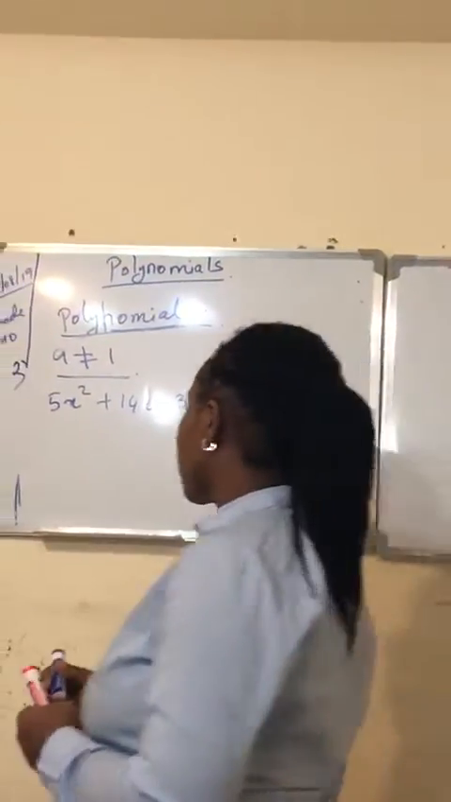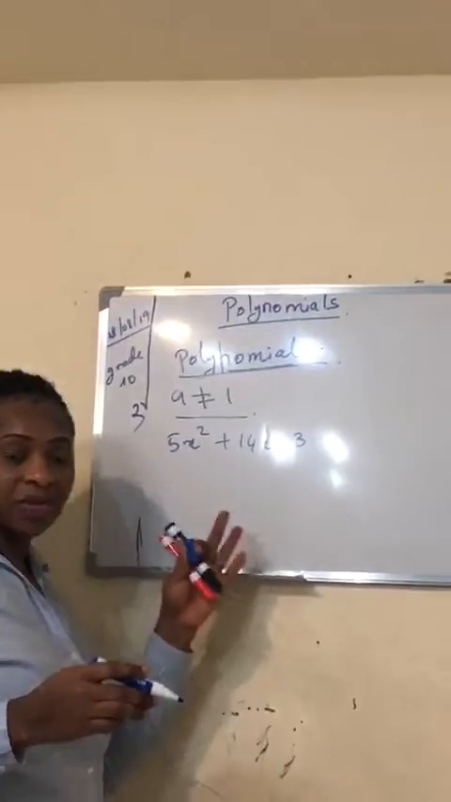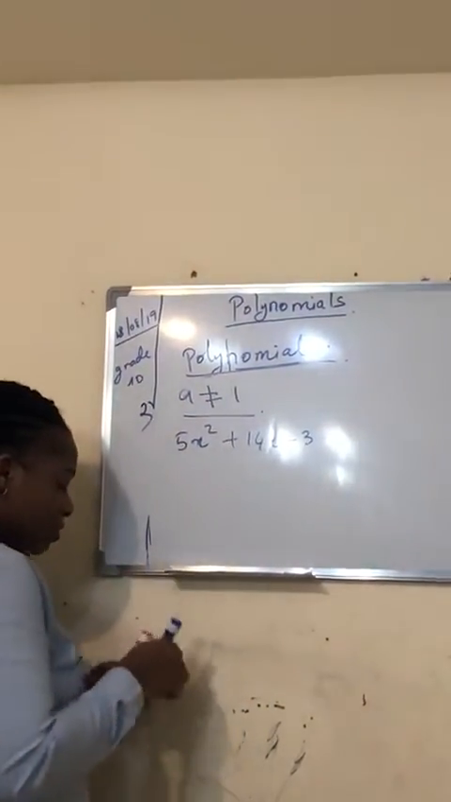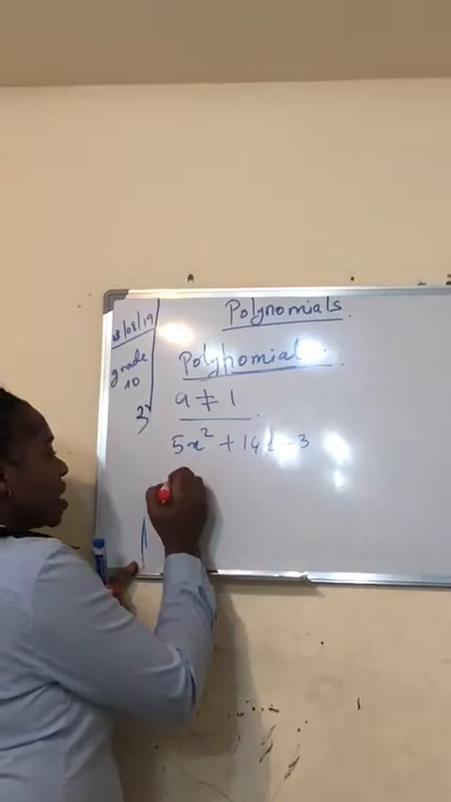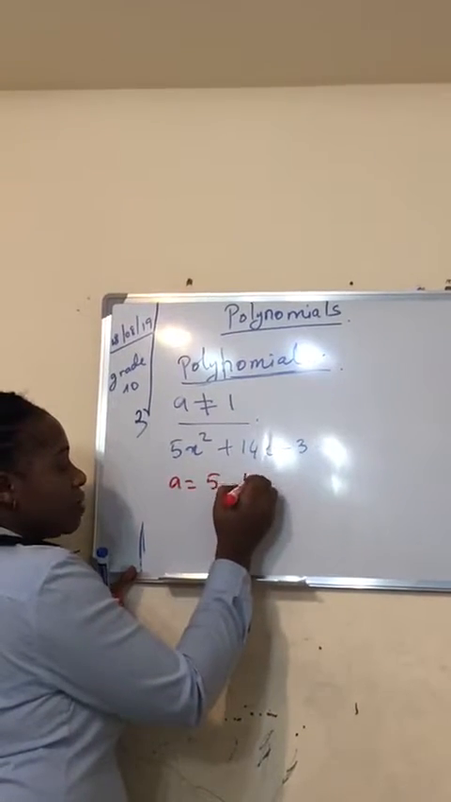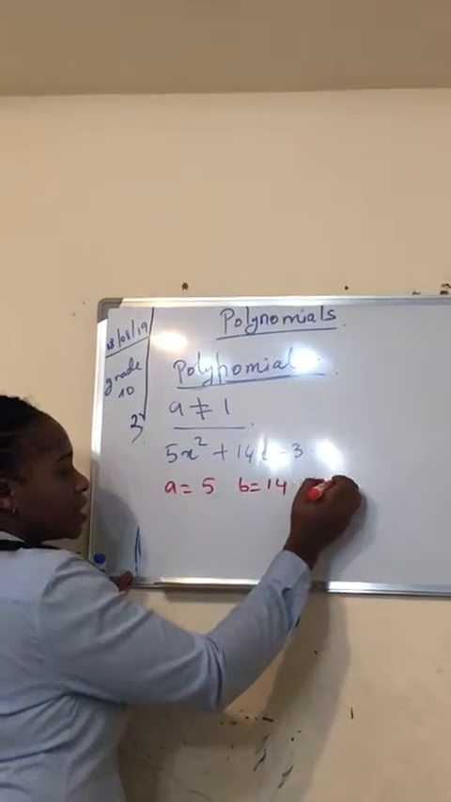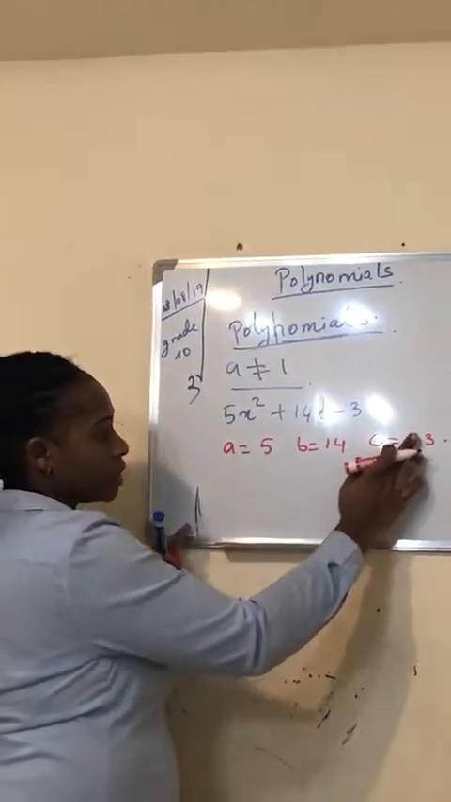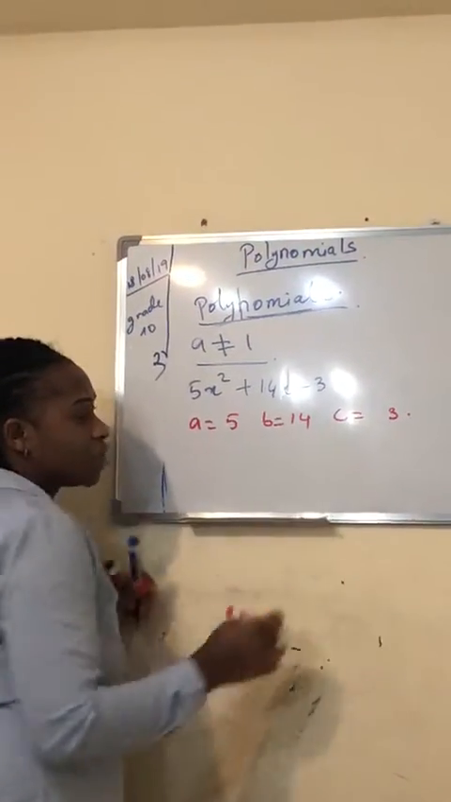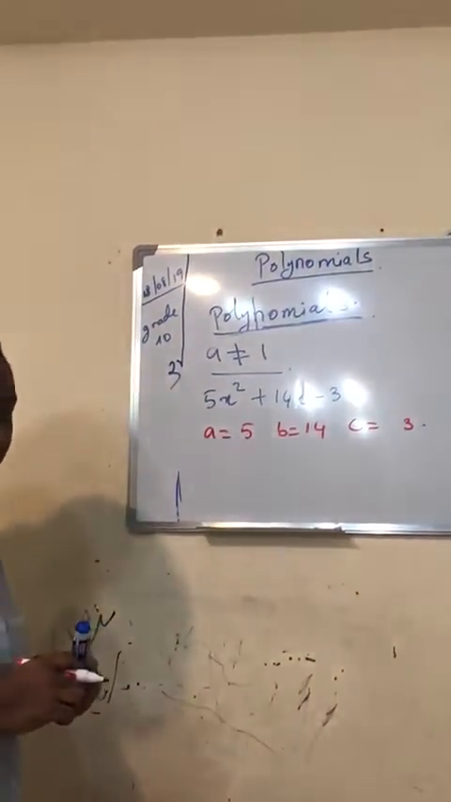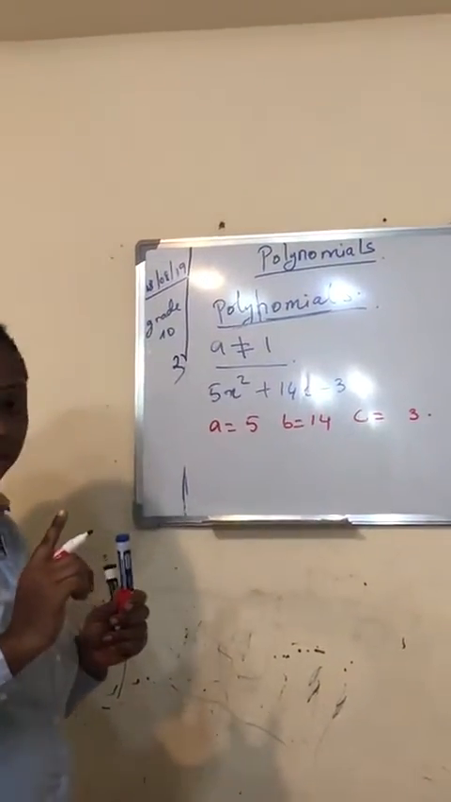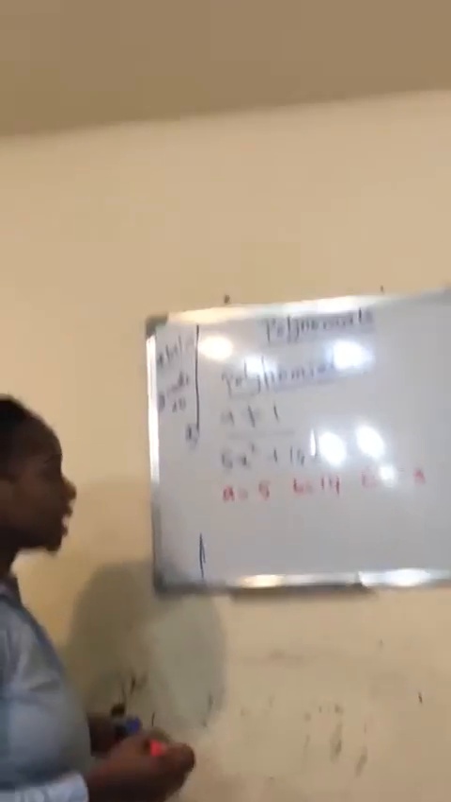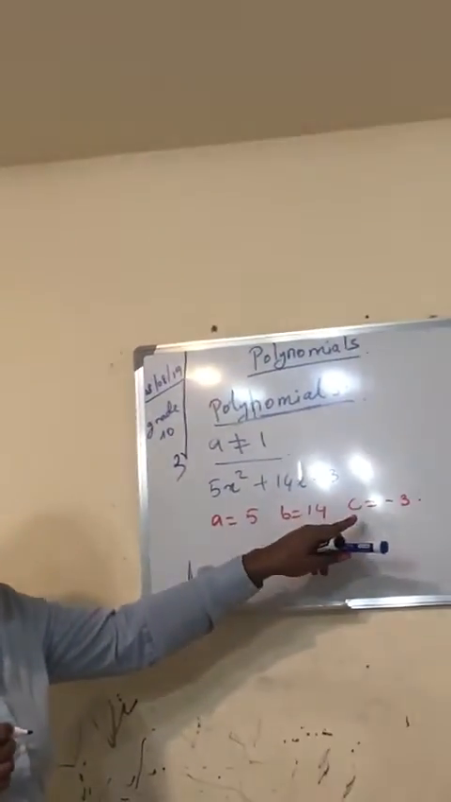So if I look at it critically, I just need to compare this expression with my general form, which says a is equal to 5, b is equal to 14, and c is equal to minus 3. Now, we can forget about the negative sign for now and just focus on the constant term. But when we are multiplying, we have to take into consideration this negative sign.